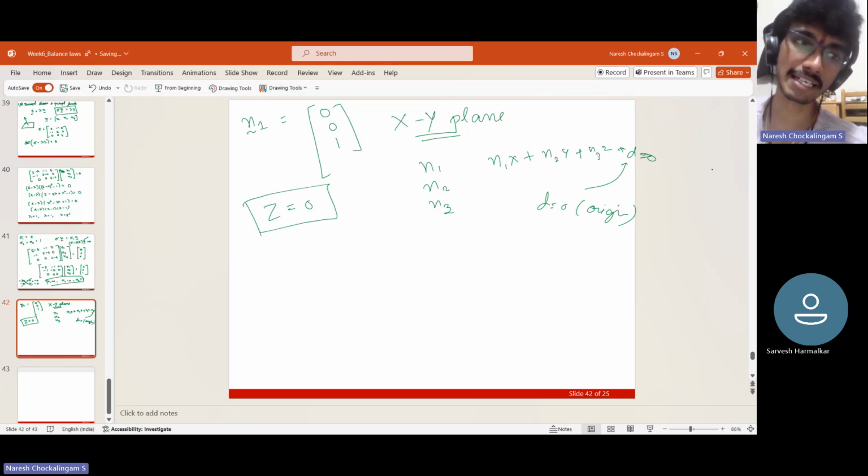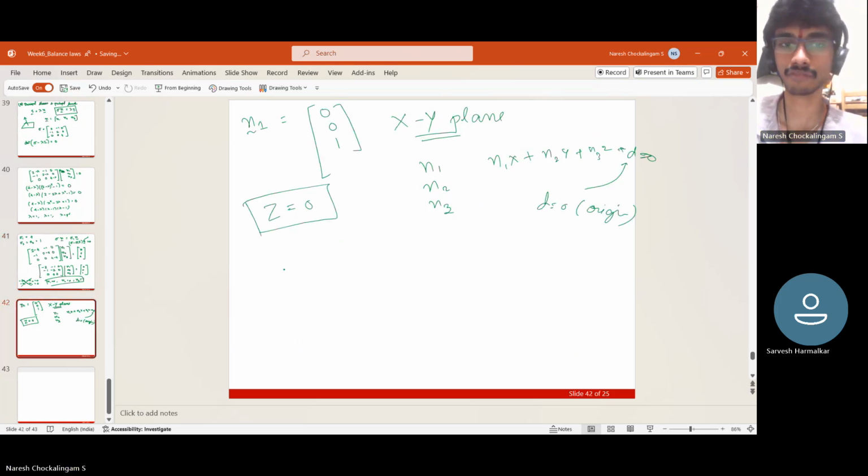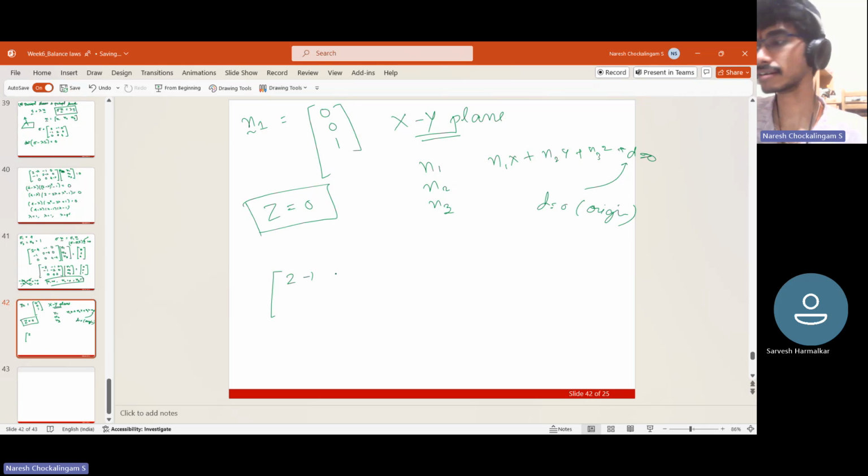What are the other principal directions? The xy plane itself, all of the xy plane, is a principal plane, and the other two principal axes we need to find out. So for that, we should take sigma 2, sigma 3 equal to 1. So 2 minus 1, minus 1, 0, minus 1, 2 minus 1, 0, 0, 0, 4 minus 1.